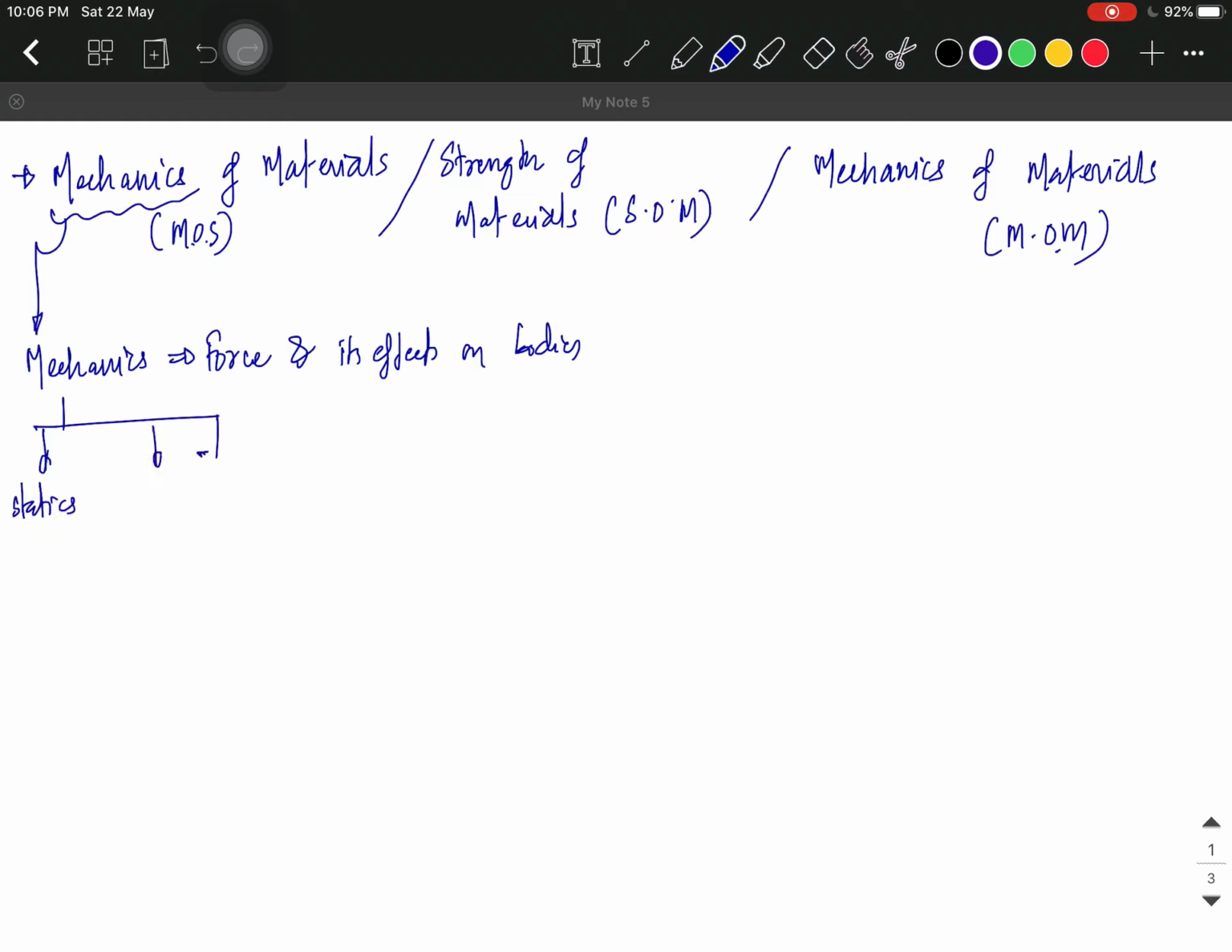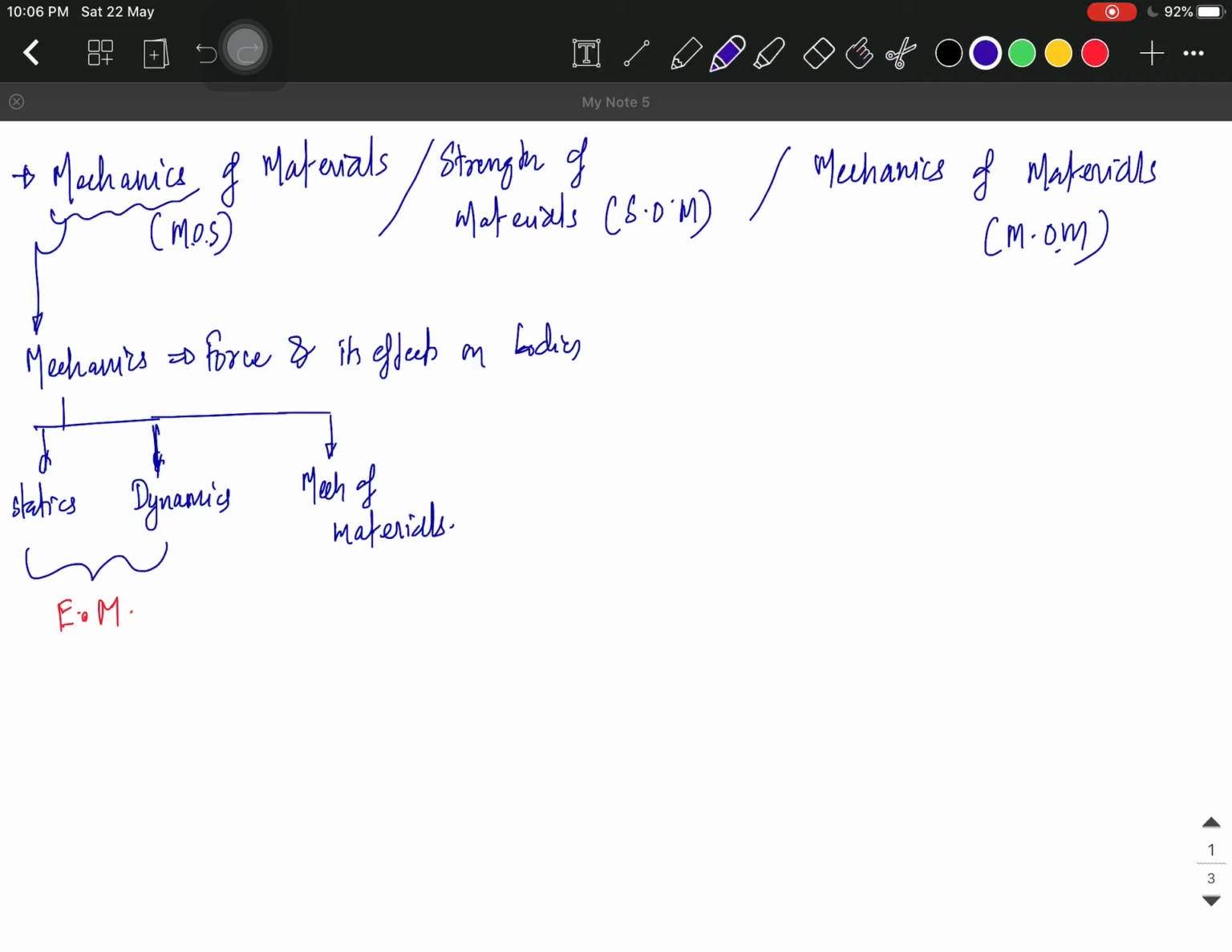Then we are having dynamics, and also we are having a classification called mechanics of materials. So please don't get confused. Let me complete this first. These subjects, statics and dynamics together, are called engineering mechanics, which is not coming into the picture right now.